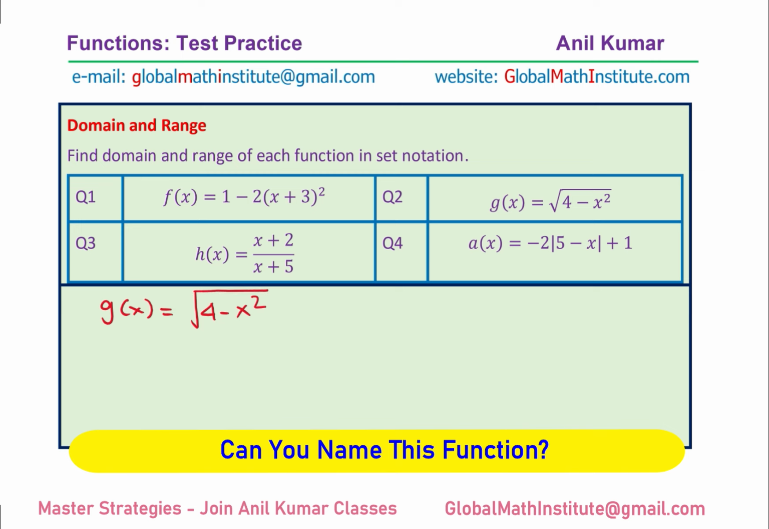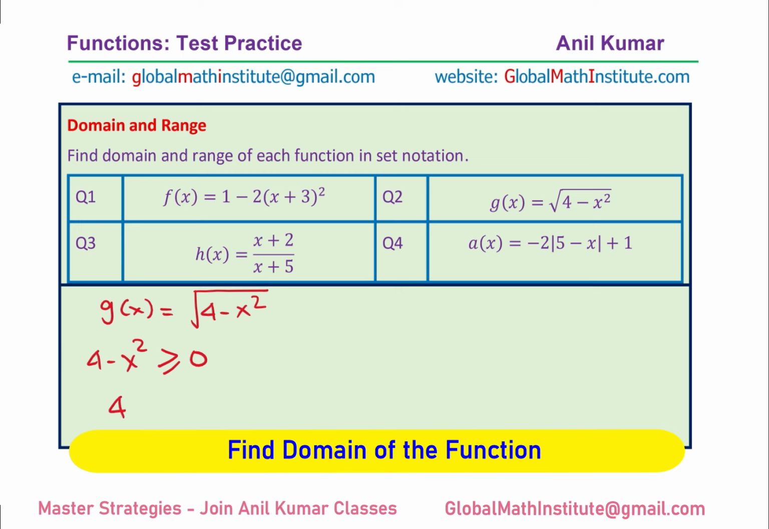Now, can you tell me what type of function it is? Well, let's find the domain first and then figure it out, right? Okay. So whenever you have something in a radical, we know that part should always be non-negative. Non-negative means that 4 minus x squared should be greater than or equal to 0, not negative. Perfect. Now let's try to solve it.